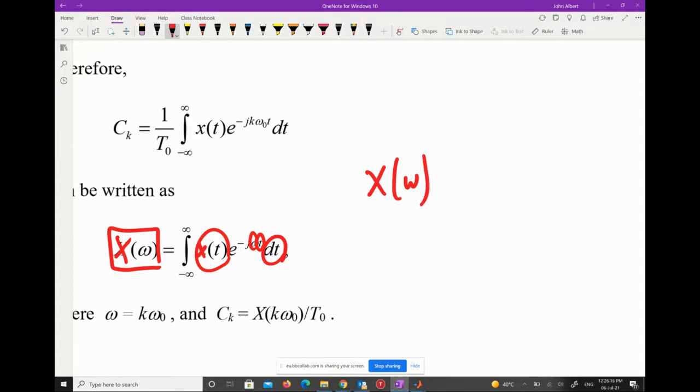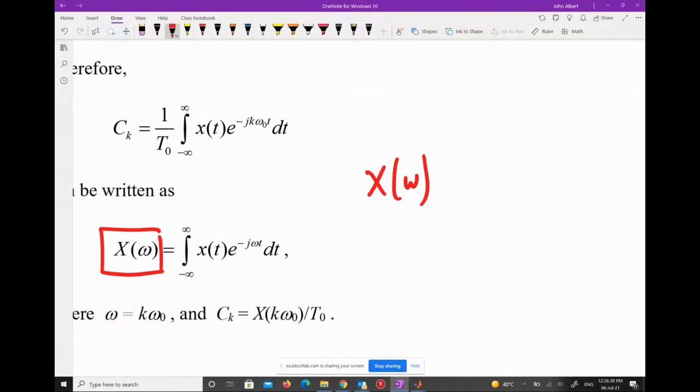You see that this capital X of omega has very important use in systems. So the Fourier transform of x of t is obtained using this formula, and it provides me with another signal that is called X of omega. Now let me, in the next 12 minutes or 30 minutes or so, explain to you the meaning of X of omega.